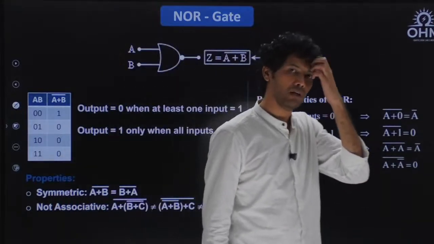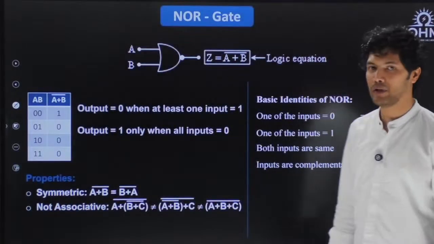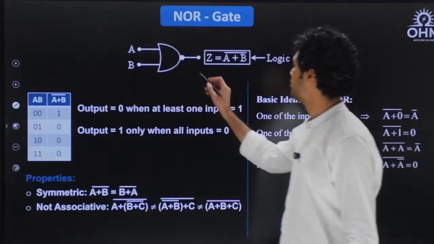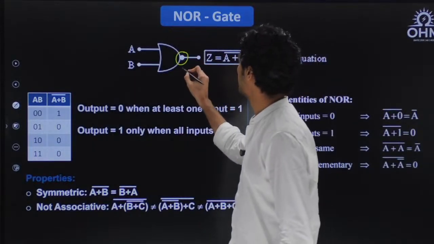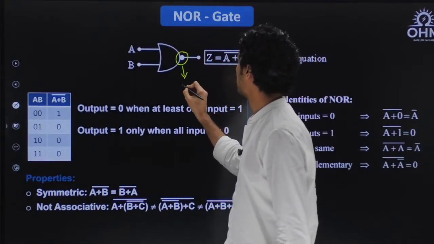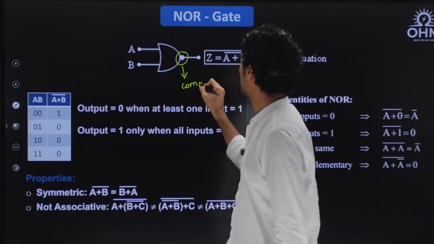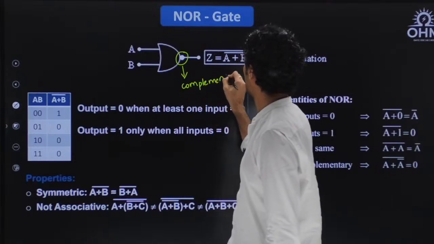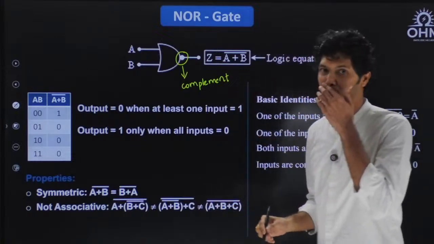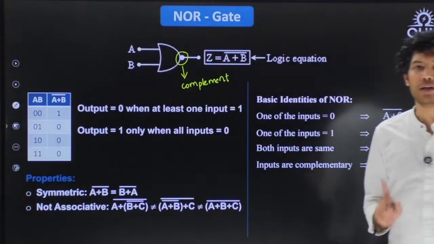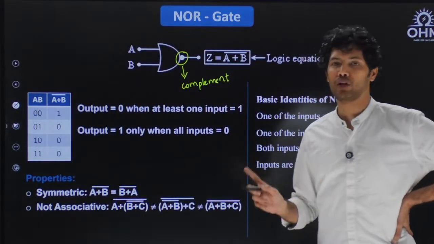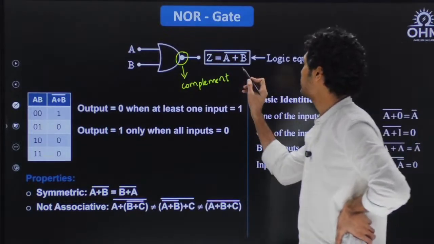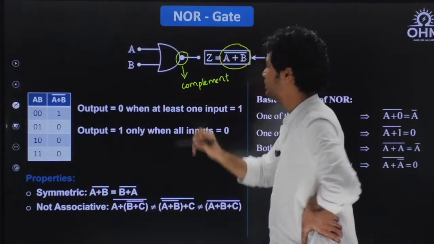Third, we are having NOR gate. NOR is the complement of OR simply. So we have a bubble here. The bubble here indicates the complement function. So this bubble corresponds to complementation functionality. So functionality wise, NOR is complement of OR. And the logic symbol is nothing but complement of OR, meaning A plus B whole bar.